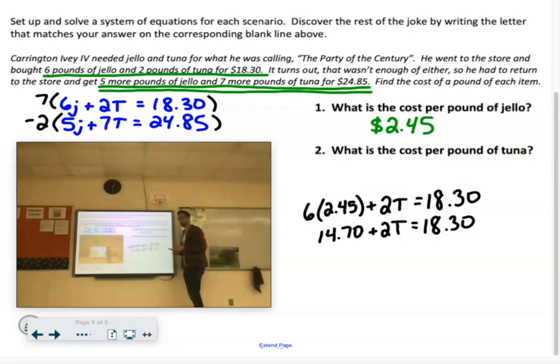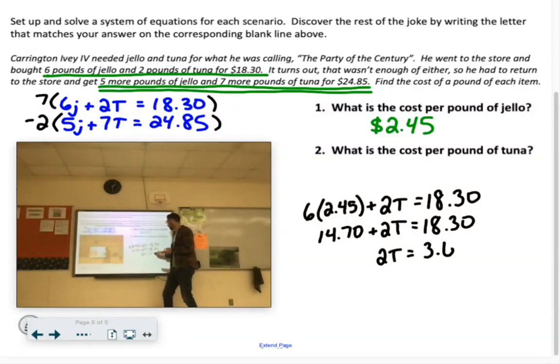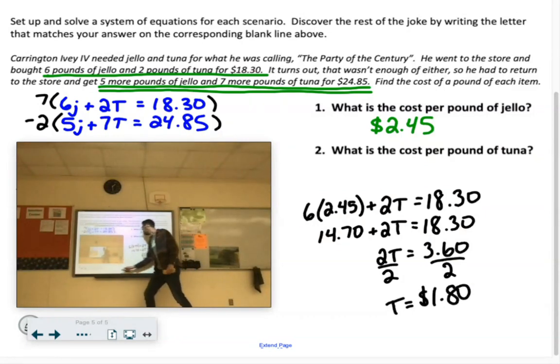How are we going to get rid of that 14.70? We're going to subtract it from 18.30, which means 2 pounds of tuna came out to $3.60. We got to divide by 2. Half of $3.60 is $1.80. So the tuna was $1.80.